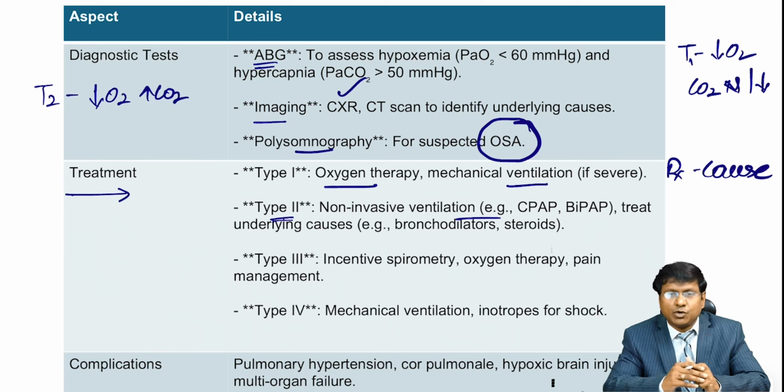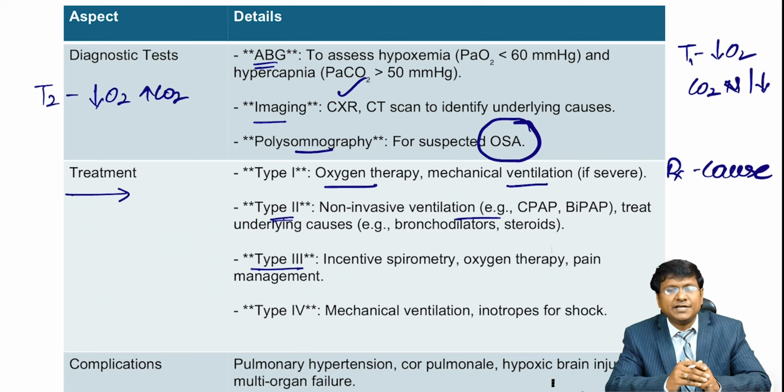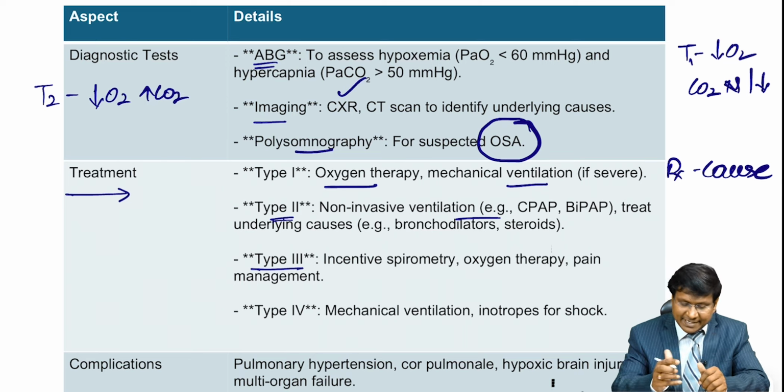Even the carbon dioxide washout also has to be achieved. And if the individual does not respond to your non-invasive ventilator, then you need to place the individual on the endotracheal tube. Then type 3 respiratory failure, it is perioperative respiratory failure where there is lung atelectasis, and that is due to respiratory muscle paralysis.